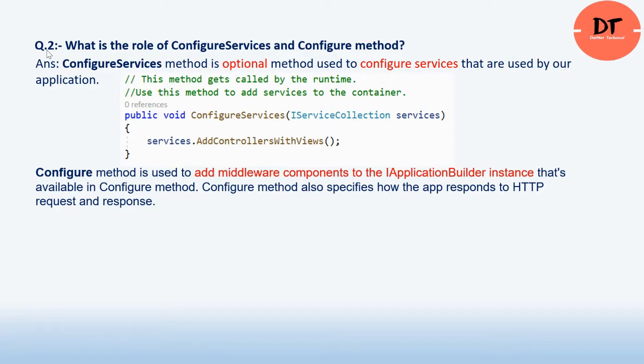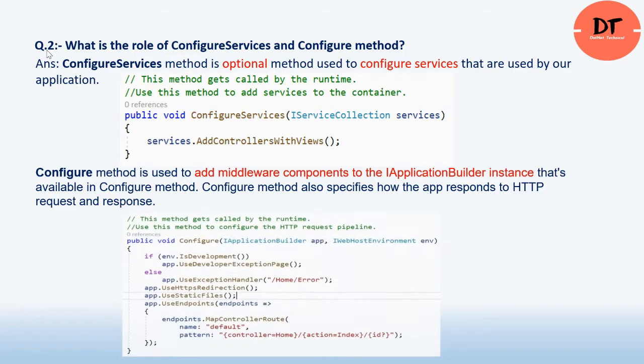Configure method is used to add middleware components to the IApplicationBuilder instance that is available in the Configure method. Configure method also specifies how the application responds to the HTTP request and response. Basically, it defines how the application will respond to each HTTP request. We can configure the request pipeline by configuring the middleware. It accepts IApplicationBuilder as a parameter and also it has two optional parameters, IHostingEnvironment and ILoggerFactory.